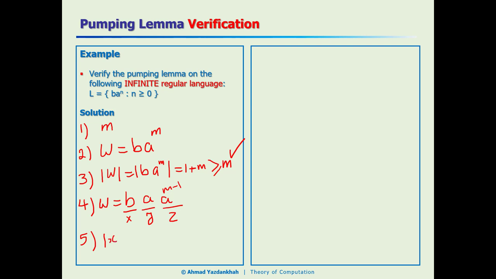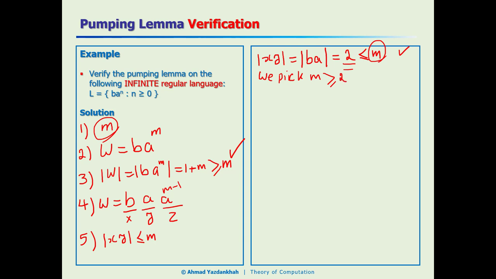Step 5, xy is less than or equal to m. So the xy is equal to b a, which is 2. Is this less than or equal to m? We can say yes, we pick m in such a way that it is greater than 2, because picking the m is our responsibility. And sometimes we need to make some boundary for that. Then we would say, yes, we pick M greater than or equal to 2. That's fine. So if this is the case, then we would say, yes, with this constraint, yes.